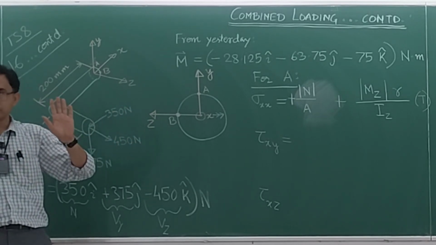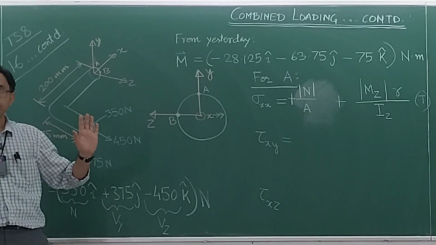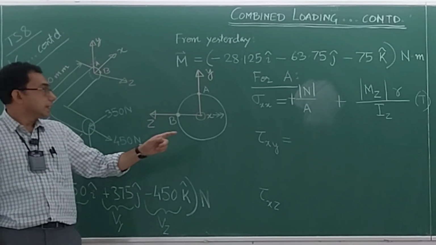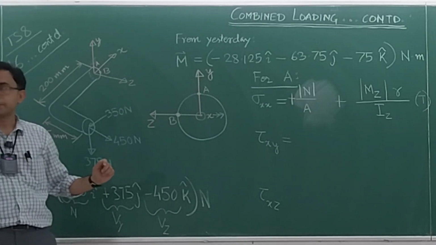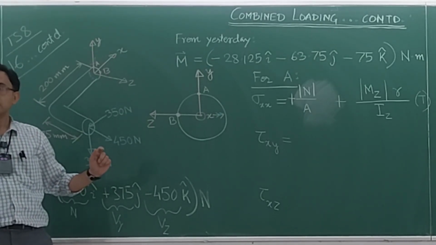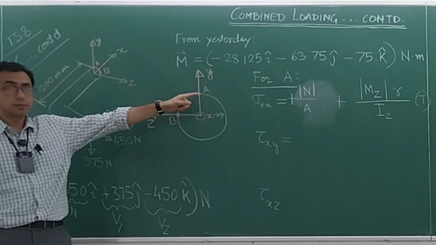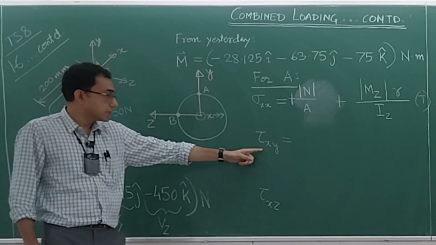No, I'm talking about the transverse shear now. Torsion I will come to. First, the transverse shear. Transverse shear, it will be because of the Vy force or the Vz force? At A, tau xy is what?